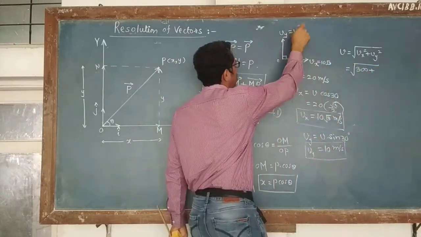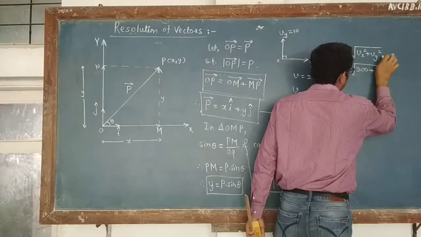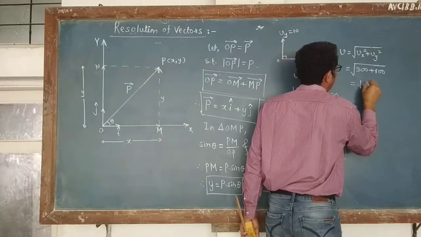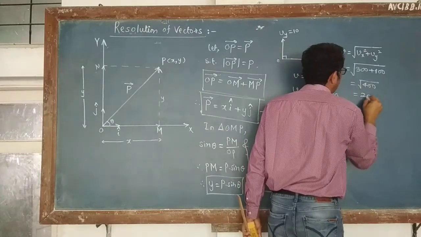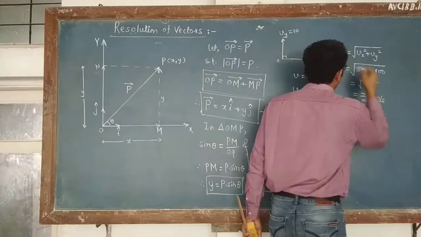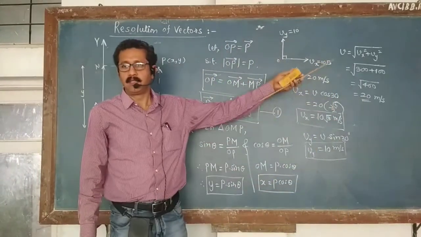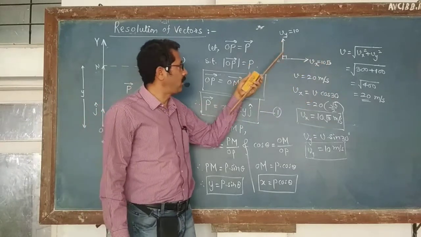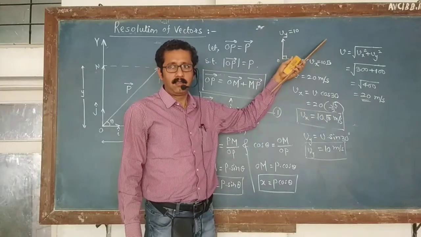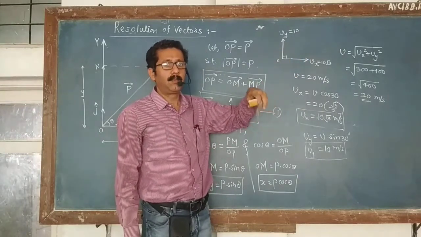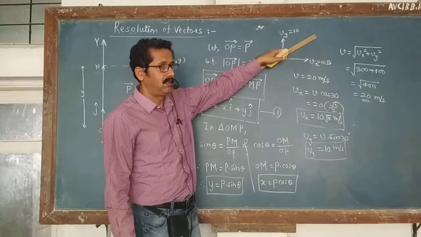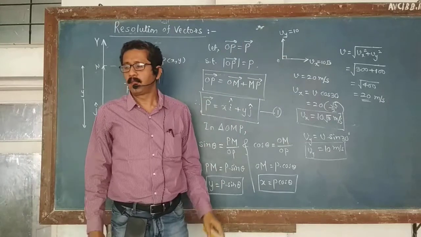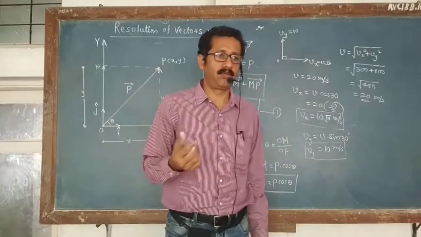Plus Vy squared, means 10 squared. So 10 squared is 100. So it is going to give you square root of 300 plus 100 is 400, but square root of 400 is 20. So you get that the total velocity of the particle is equal to 20. So I have proved that instead of that 20 meter per second acting here, I can assume that the particle is not having that 20 given to it, but in fact the particle is given 10 root 3 here and 10 over here. That is what I mean by resolution of vectors.